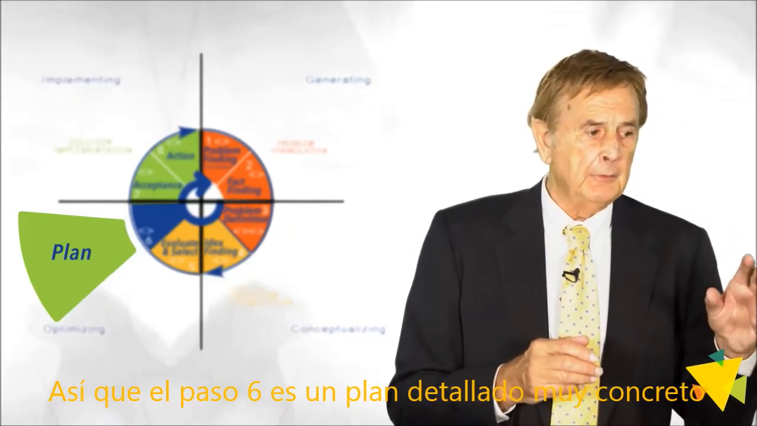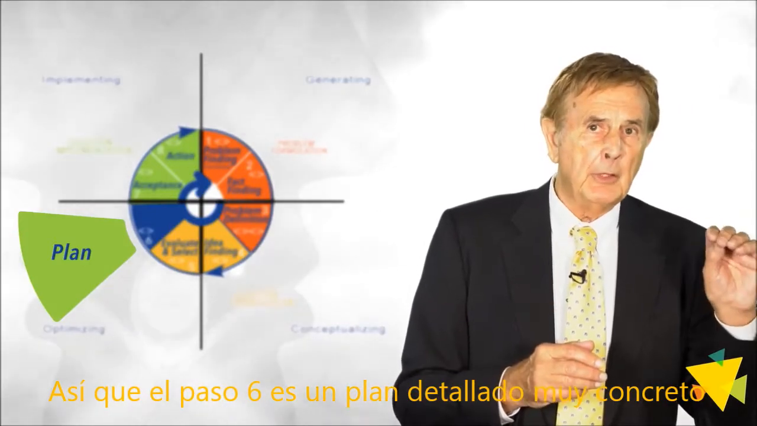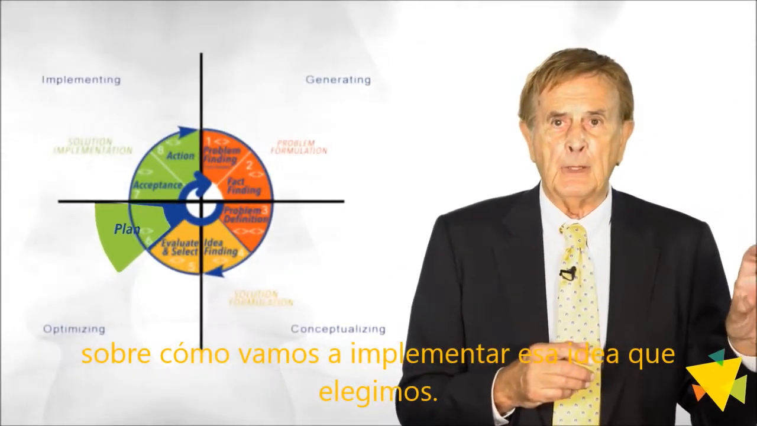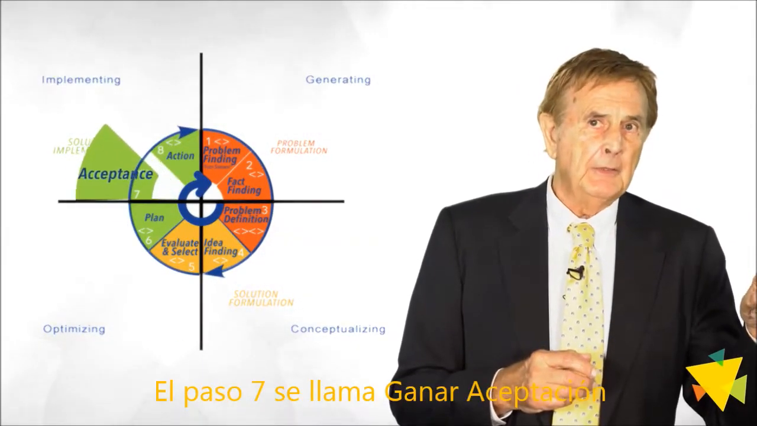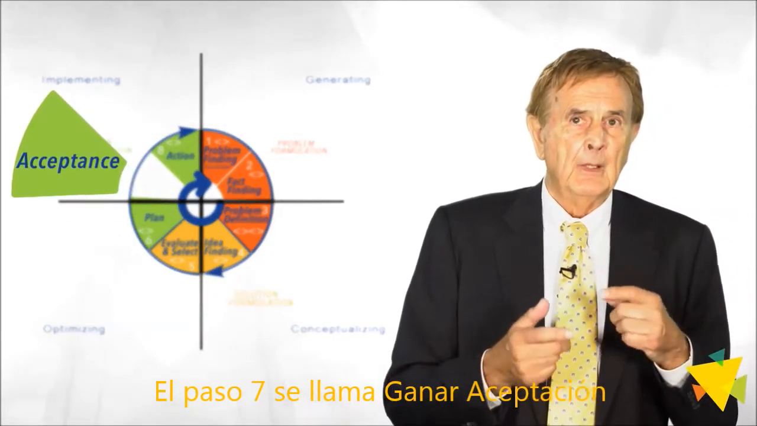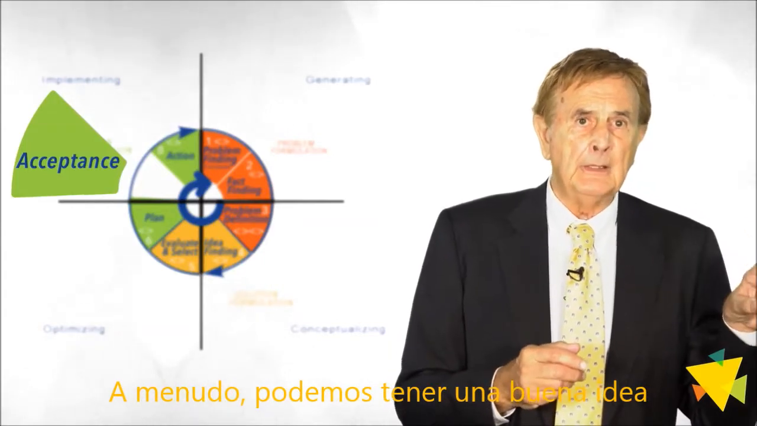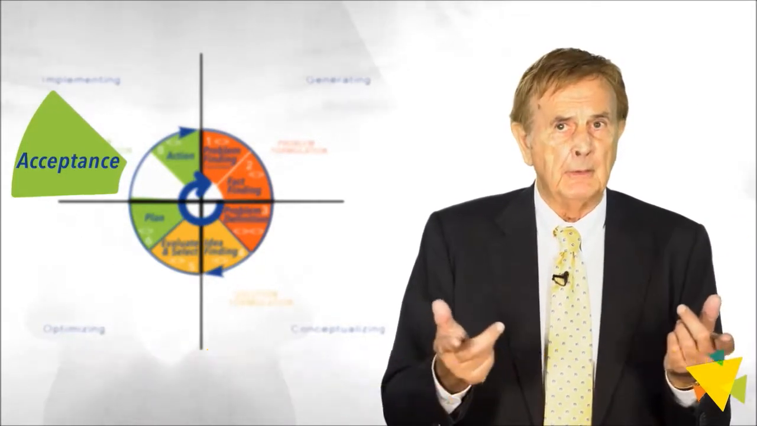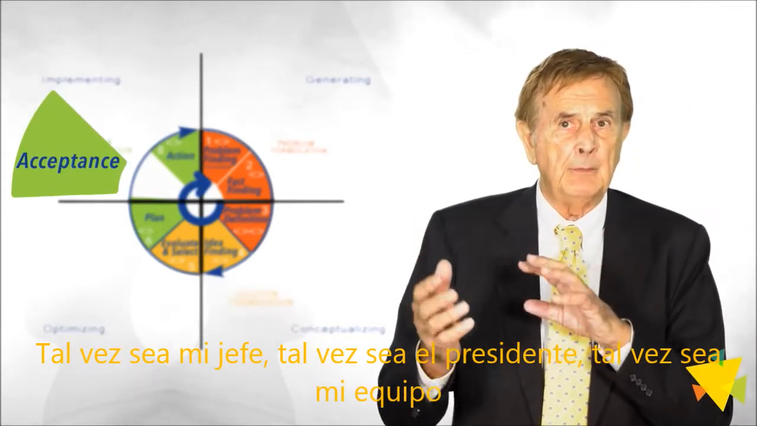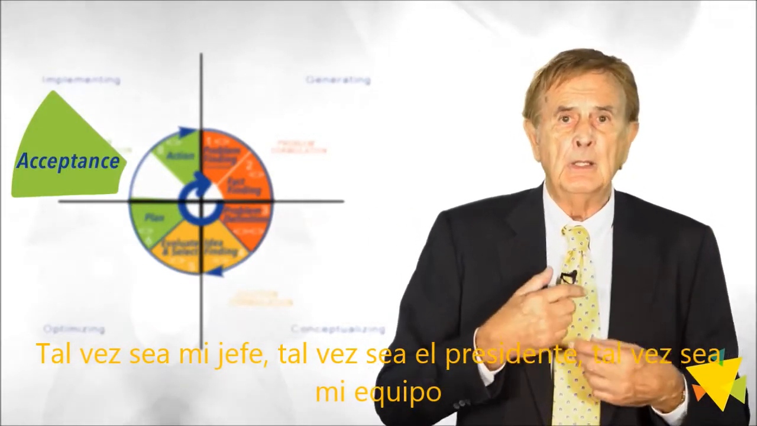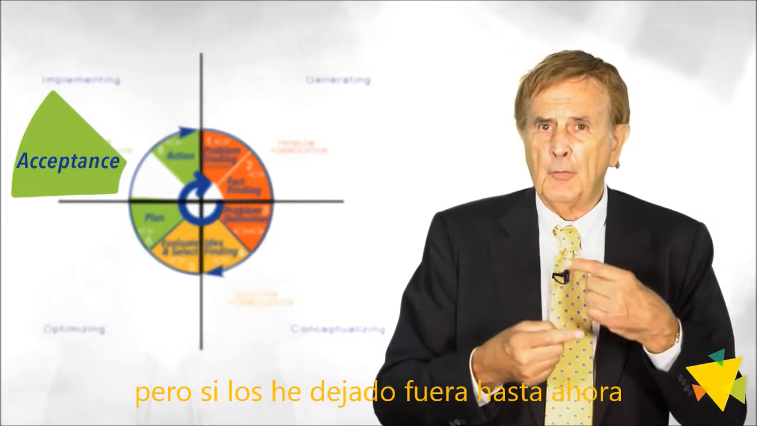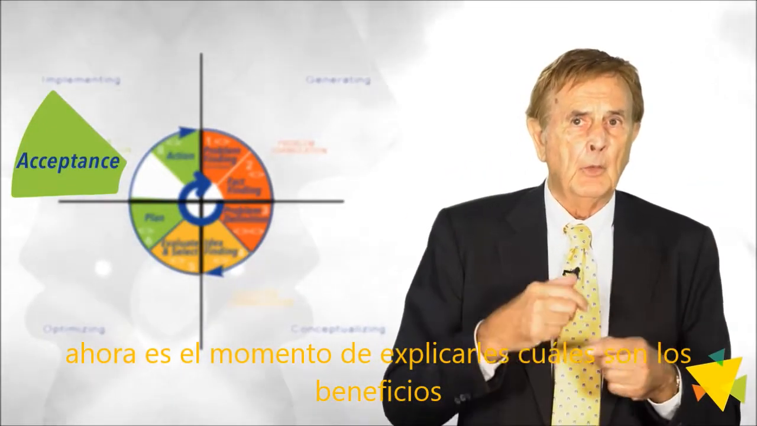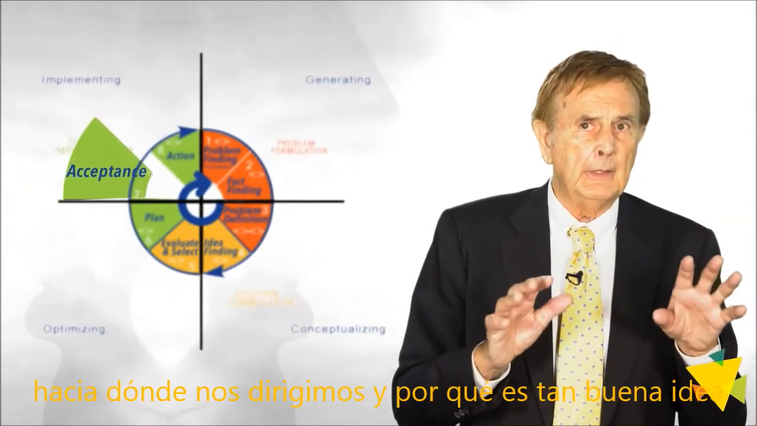So step 6 is basically building a very concrete, detailed plan about how we're going to implement that idea that we picked. Step 7 is called gaining acceptance. Often we might have a really good idea, but we have to gain acceptance from other people to implement it. Maybe it's my boss, maybe it's the president, maybe it's my team, but if I've left them out so far, now it's time to explain to them what the benefits are and where we're going and why it's a good idea.